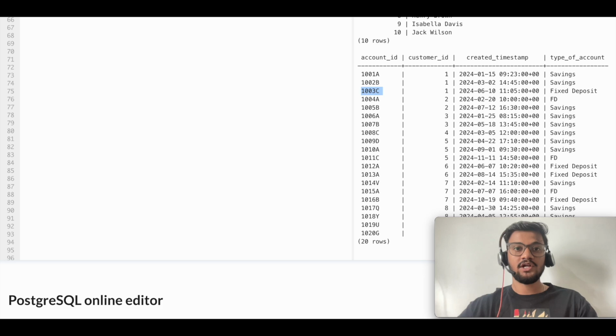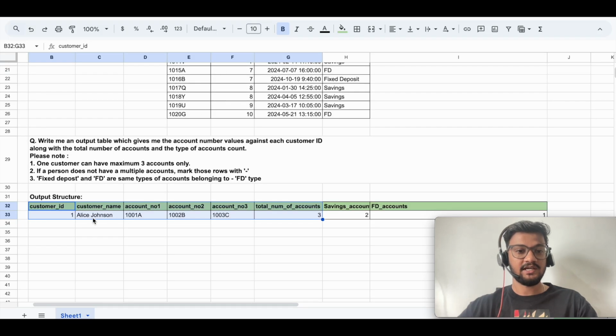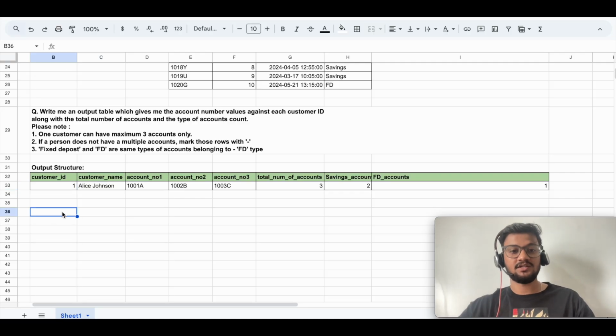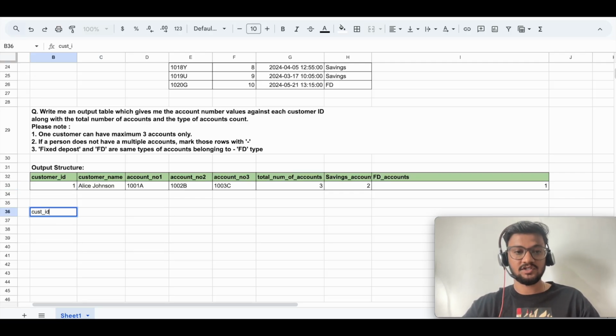Now we know that the structure which we need to make is something like this. How do we approach this? We can break this up into two CTEs. First, we can bring up customer ID level data where we will roll up the account number values together.